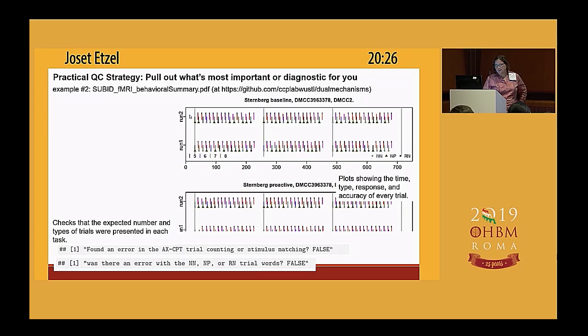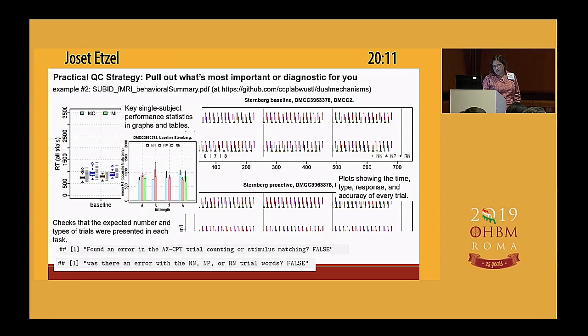We also have code in the files to automatically check, if it said it was an NN trial, whether the word shown at that time was actually the word that should have been shown, to check the experimental manipulation. Because if something goes wrong, we want to know right away. And then there's stuff about performance.